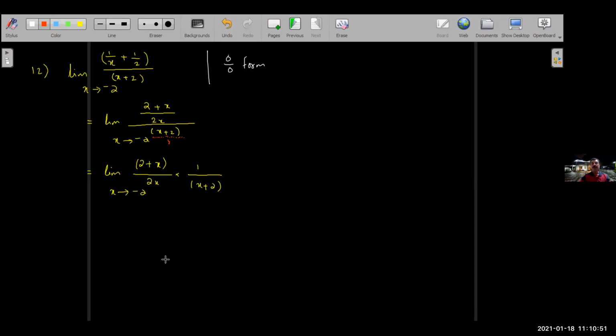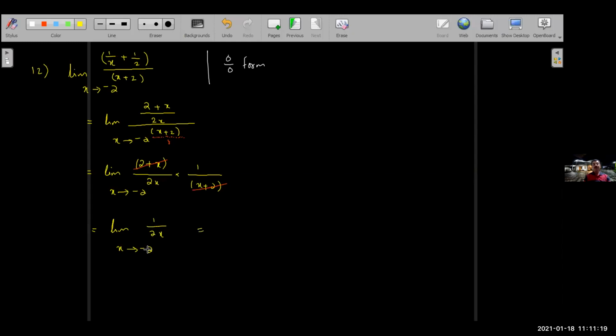What can be done? Hamza, leave it as fraction. X plus 2 and 2 plus x will be cancelled. X plus 2 and 2 plus x, it is same thing only. Left out is 1 by 2x. Limit x tends to minus 2, 1 by 2x.